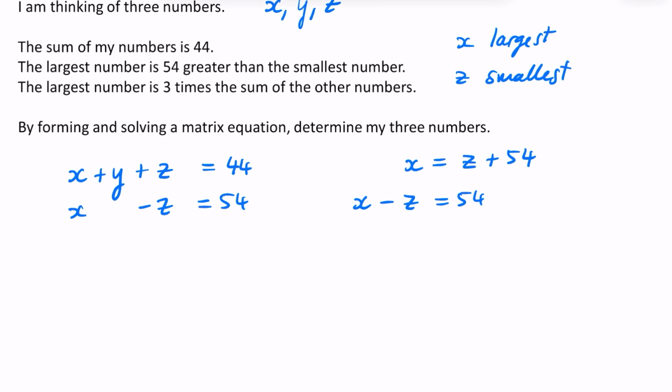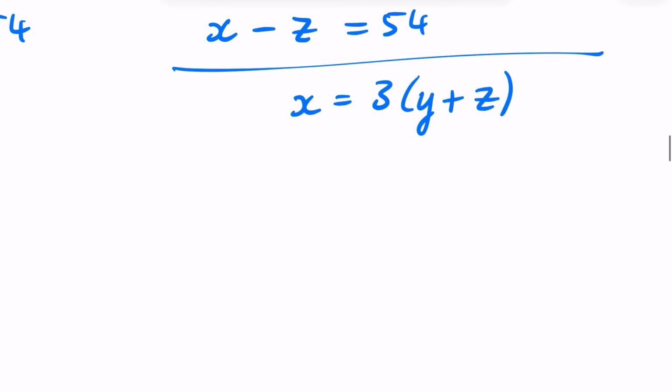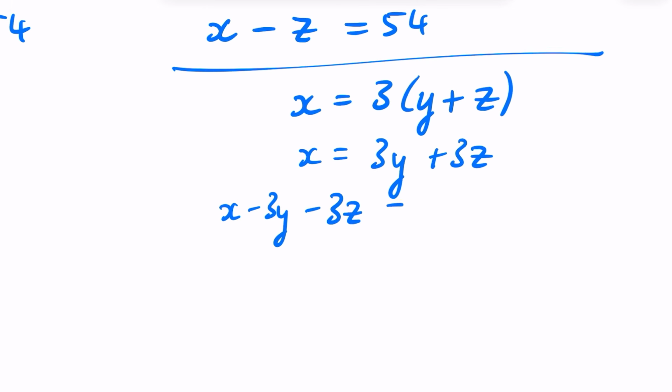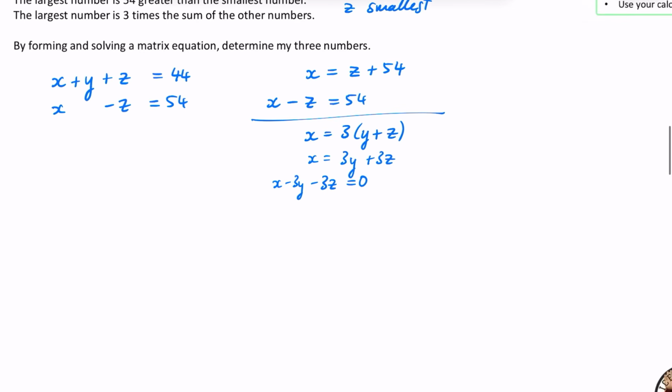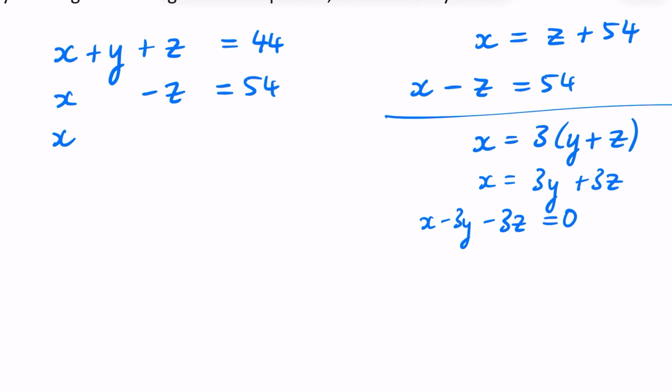And then the last one says that the largest number is 3 times the sum of the other numbers. Well, the other numbers is y plus z. If I times them by 3, I've then come up with another equation. So x is 3y plus 3z. So that's x minus 3y minus 3z is equal to 0. I'm then going to put that over here. So it's x minus 3y minus 3z is equal to 0.